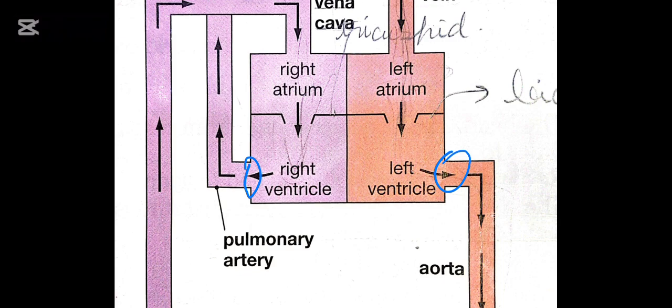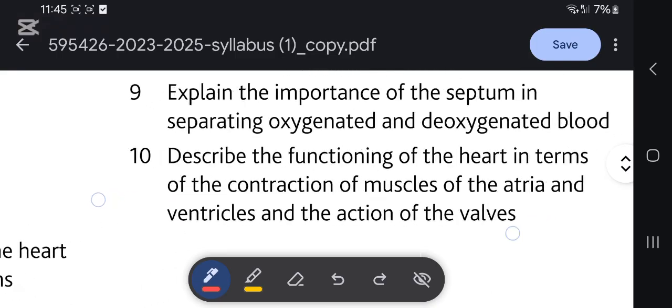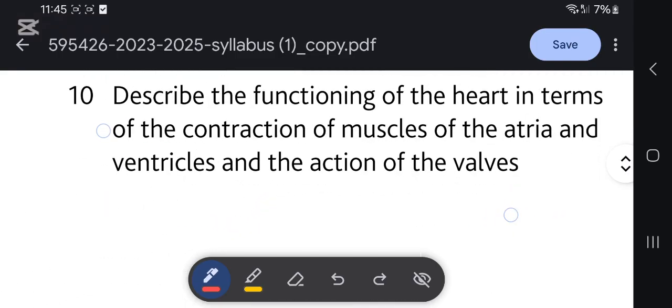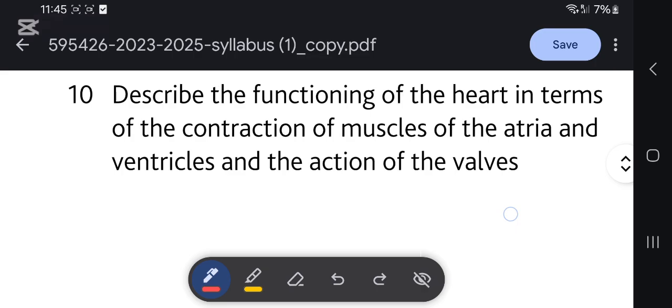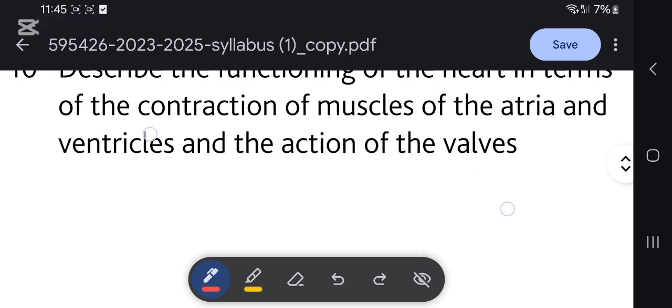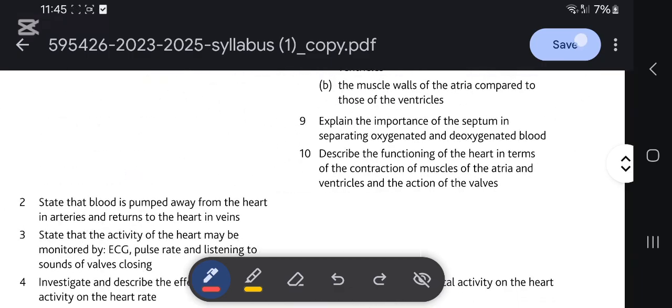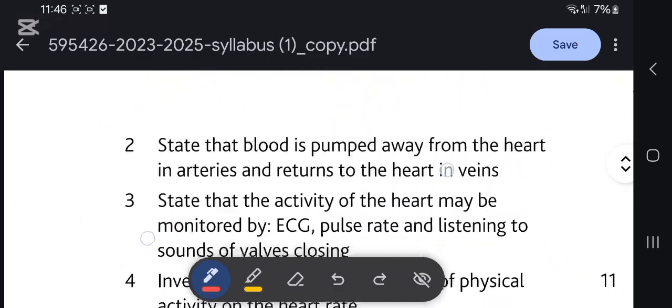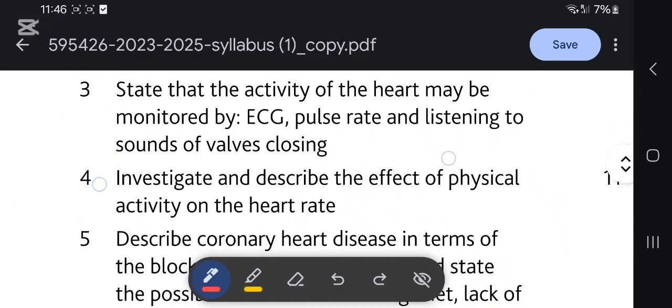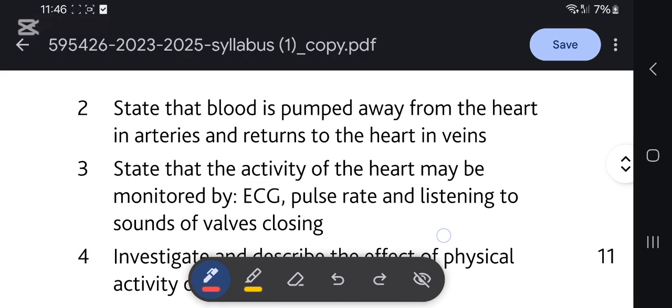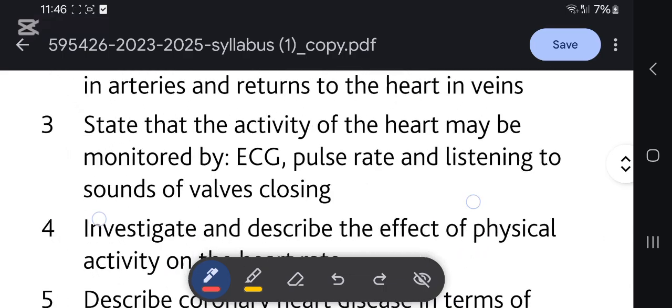Let's get back to our syllabus. Now the septum is very important because it separates the oxygenated and the deoxygenated blood. Functioning of the heart: when the atrium muscles contract, the ventricles relax. Blood is pumped away from the heart in the arteries and it returns to the heart in the veins.